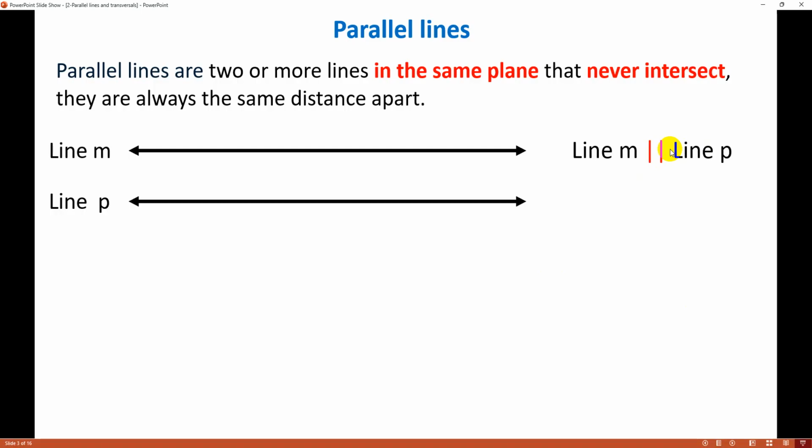We don't have to write the word line. We can just say M parallel to P, because here in this graph we establish that M and P are lines.